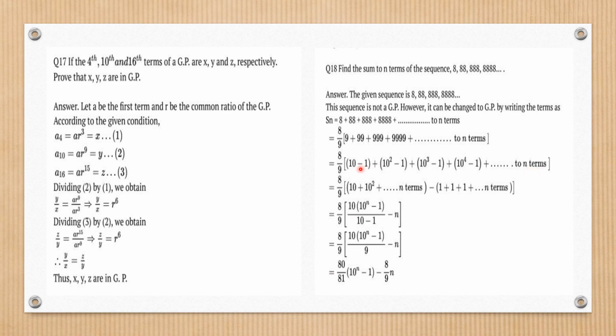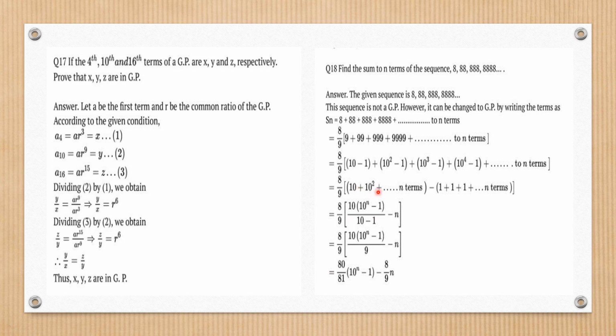Okay. So see how many 10s are there. I'll get the first as a GP: 10 plus 10 square plus 10 cube and so on, up to n terms, minus, how many times is 1 there? 1, 1, 1, 1 up to n terms. Okay, 1 plus 1 plus 1, so on up to n terms. So it becomes 8 by 9. This is a GP with A as 10 and R as 10.